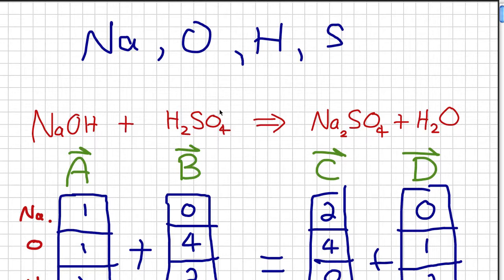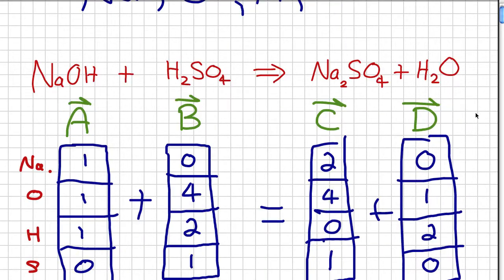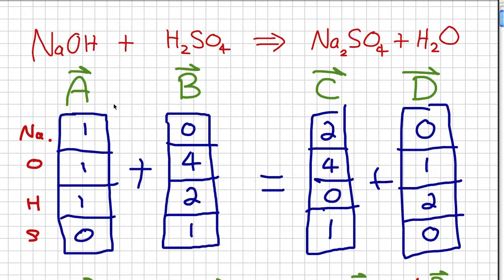Okay, I begin by writing my input, my reactant compounds on the left-hand side, and my output compounds on the right-hand side. And I represent each compound here by a vector. So NaOH is vector A, H2SO4 is vector B, Na2SO4 is vector C, and H2O is vector D. Now the idea is I need to find integers to multiply each compound to make everything balance out. Okay? So with that in mind, here's what I do.